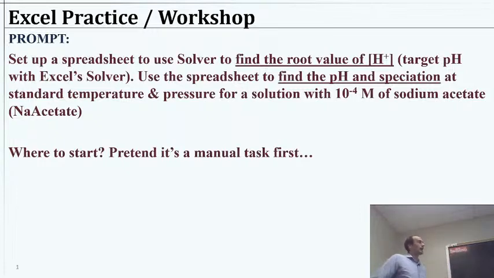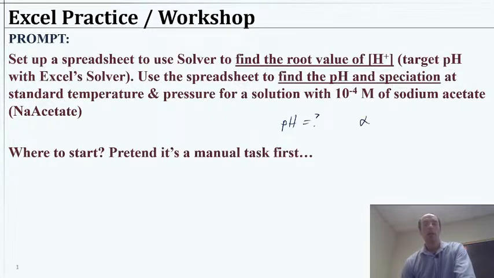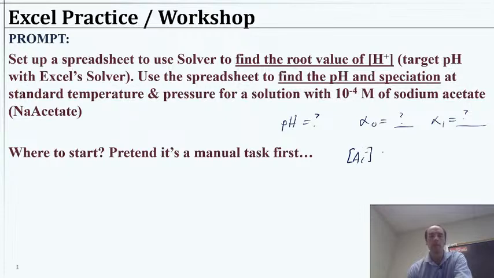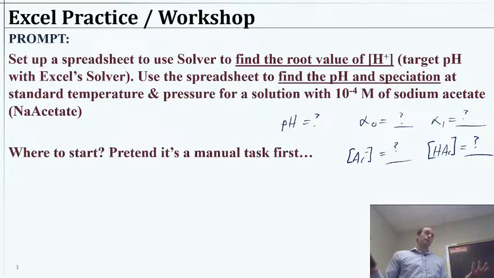So we're going to do that, and we're going to use that spreadsheet to find the pH and the speciation, meaning we're going to have the Excel sheet give us pH, and we're going to have it give us alpha 0 equals and alpha 1 equals. That would also mean for this solution of sodium acetate, we could go ahead and have it tell us, okay, what's the AC minus concentration and the acetic acid concentration. Okay, so those are the targets. That's what we're going to be after.